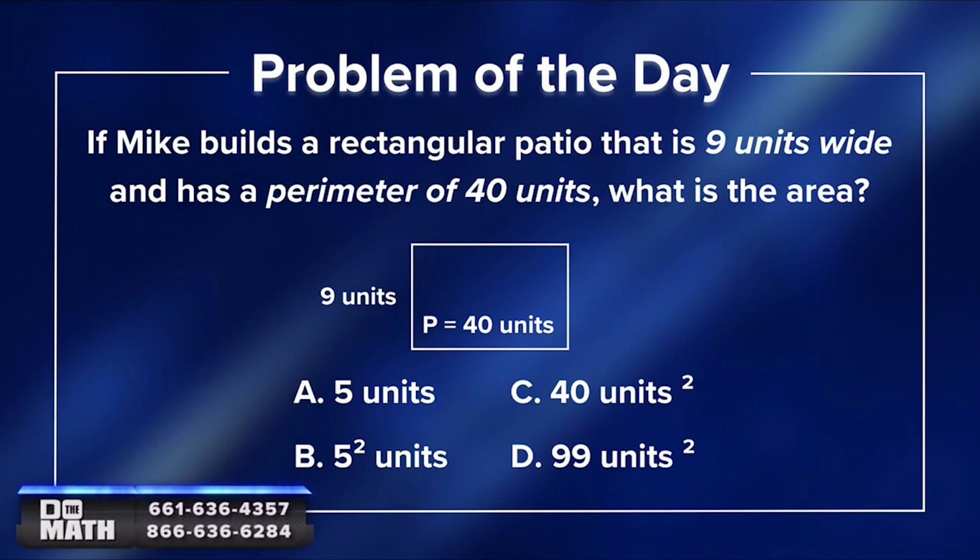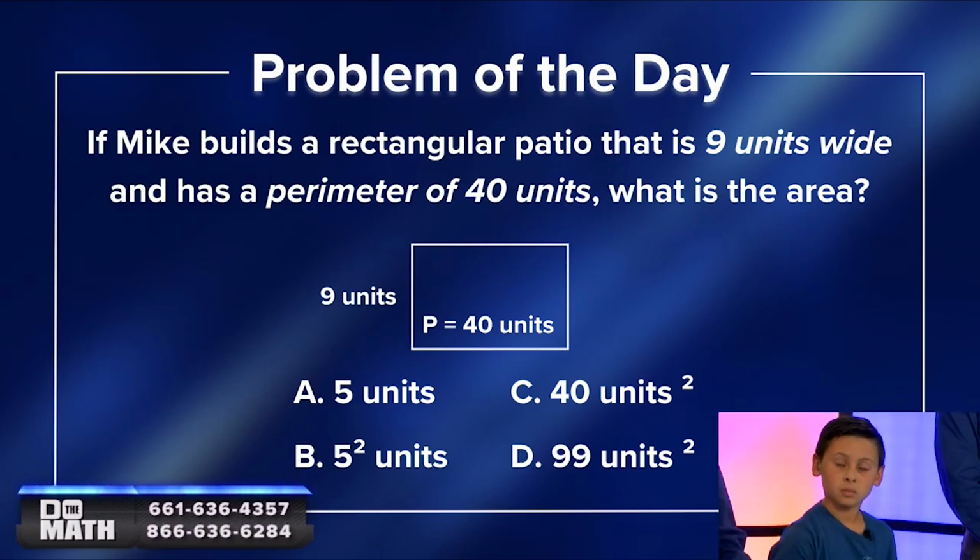So it says, if Mike builds a rectangular patio that is 9 units wide and has a perimeter of 40 units, what is the area? So Haris, when you look at that, what is something that you notice? What gets your attention when you look at that? The units and the perimeter.